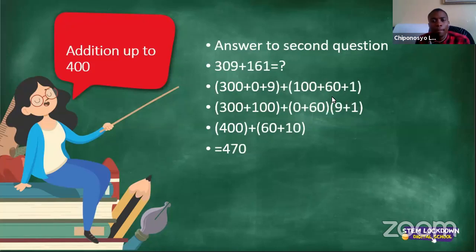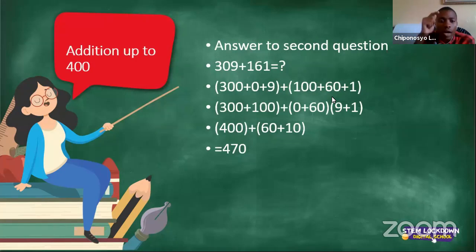Next question. I have 309 plus 161. So I have 300 plus 0 plus 9. Why is it 0? I have no tens in 309. It's just 309, so I don't have any tens at all. So it's 300 plus 0 plus 9. Remember, we break things up first.